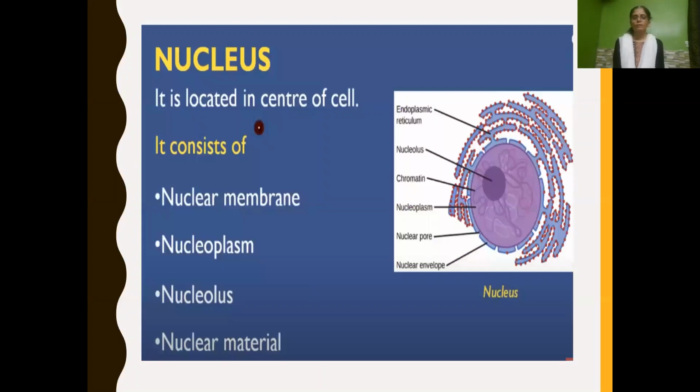Then we learned about the nucleus. So where is it present? The nucleus is present at the center of the cell. And what are the different parts of the nucleus? The nucleus consists of nuclear membrane, nucleoplasm, nucleolus, and nuclear material, otherwise called chromatin reticulum, which can be seen as chromosomes during cell division. So these are the different parts of the nucleus.